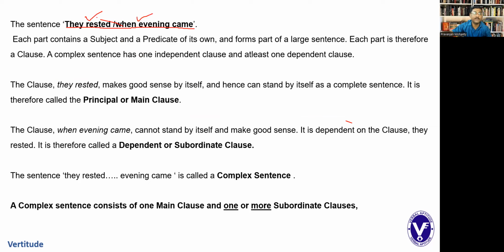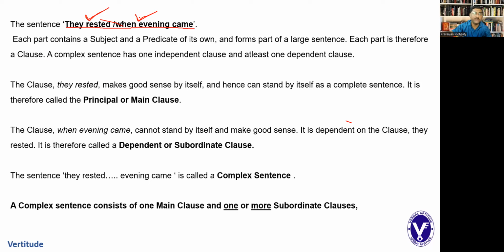Now, they rested. That sentence is complete in itself. What they did, they rested. When evening came, that sentence does not. So what happened? When evening came, what happened? So that does not sound complete in itself, right? So that's why that is known as a subordinate clause. They rested is known as the main clause or the independent clause. And when evening came, this part is known as the subordinate clause or the dependent clause.